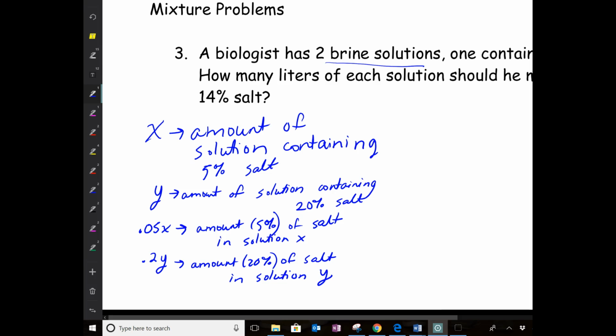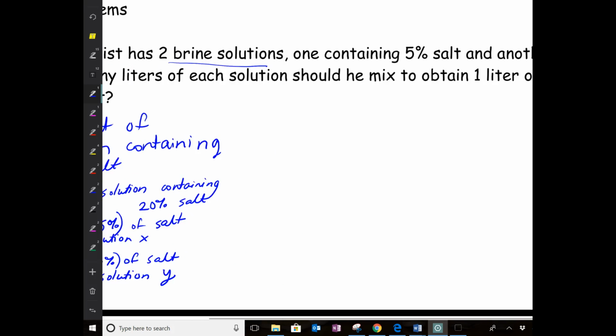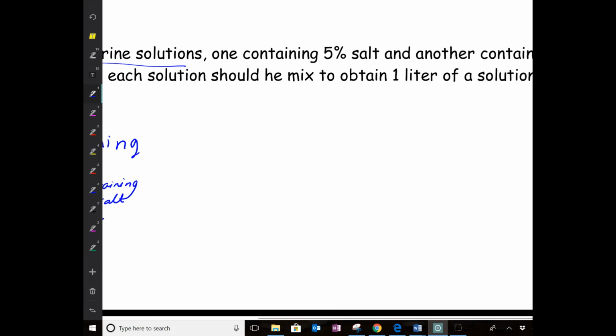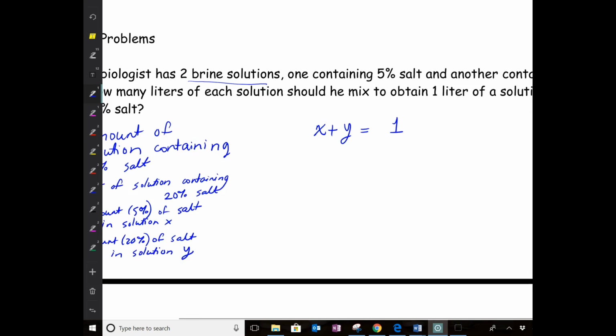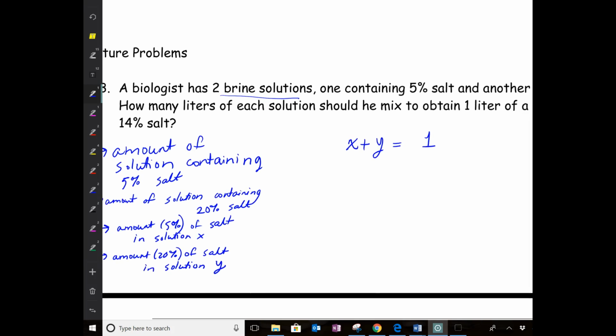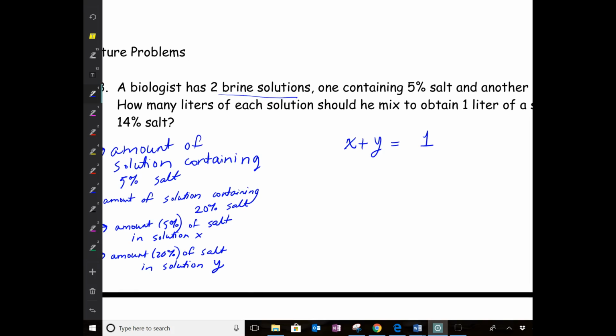Okay. So how much total solution are we looking for? It says how many liters of each solution should he mix to obtain 1 liter of a solution? So how much total am I looking for? 1 liter. So the amount of X plus the amount of Y has to equal 1 liter. Now our second equation says he wants to obtain a mixture of 14% salt. So how would I set up the second equation to solve? Zach?